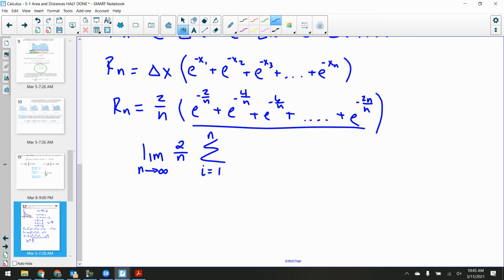And what is the function? The function is e to the negative 2i over n, because that was the process for finding the exponent. Look at the very end, 2n over n. The reason I didn't reduce that is because i is the amount of terms that I had, right? So it's going to be 2i over n instead of 2n over n within the summation notation. And that's it. That's our answer.